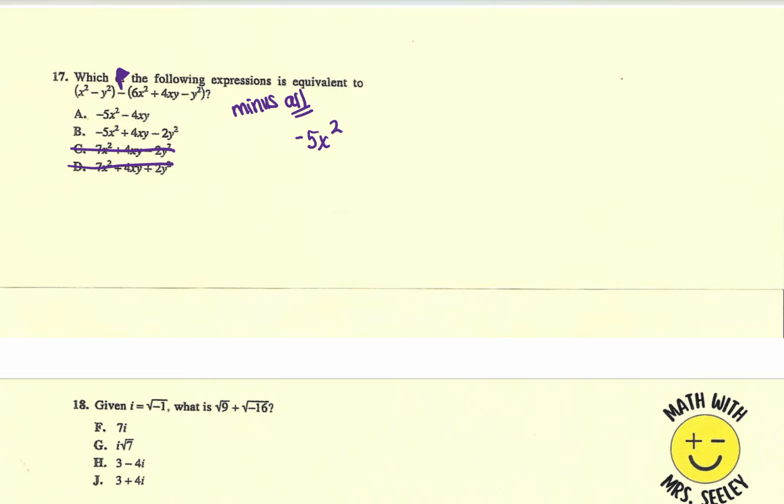All right, the next one, we have no xy terms here, but we have 4 here. However, that's a minus in front of that. So that's minus 4xy. So it would have to be answer A.